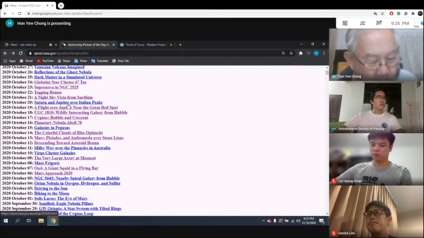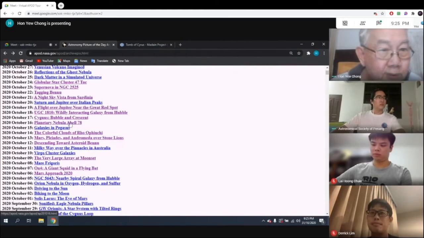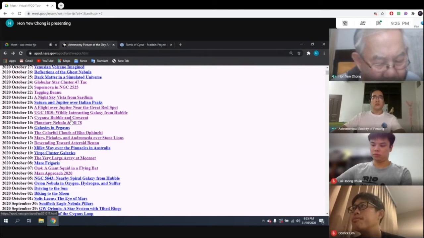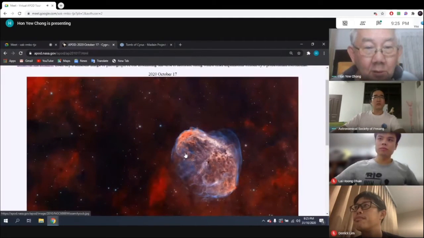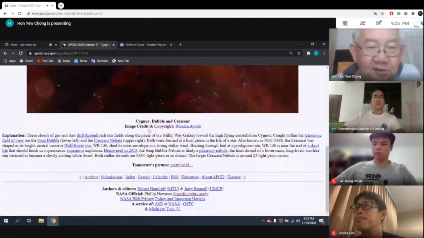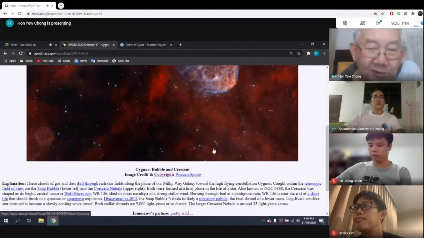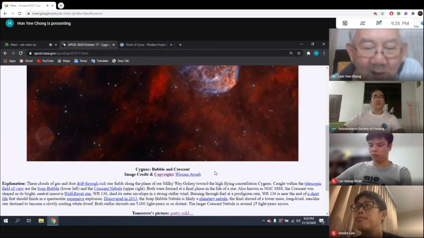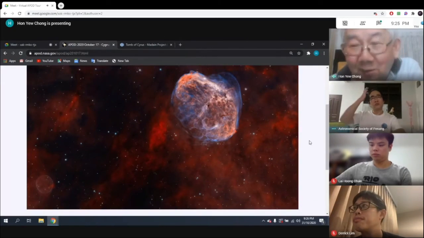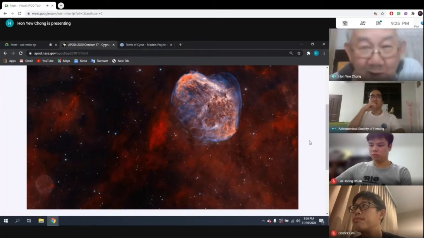All right. So we continue with October the 17th. Cygnus, Bubble, and Crescent. Of course, this is in the constellation of Cygnus, by our Wissam Ayub. Wissam Ayub is an amateur astronomer from Abu Dhabi, United Arab Emirates. Of course, these people are very lucky. Why? You just travel out of the capital city, and what do you have? The desert. The desert is very dark.